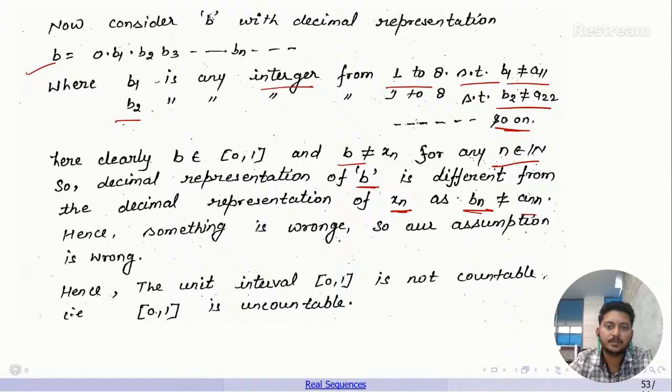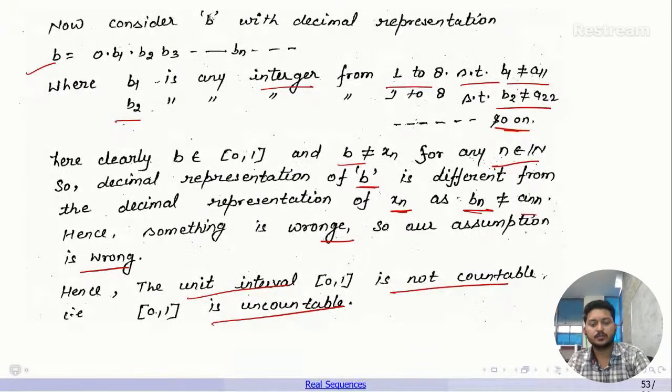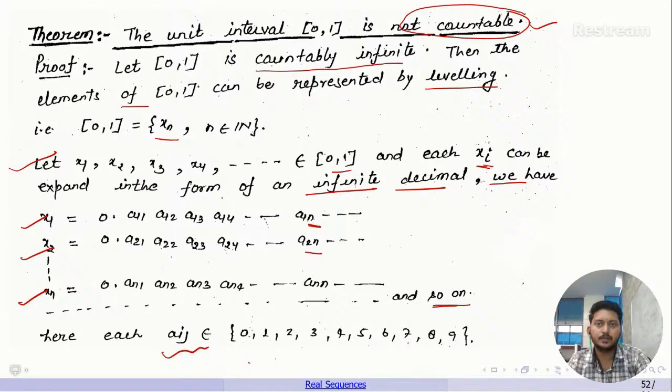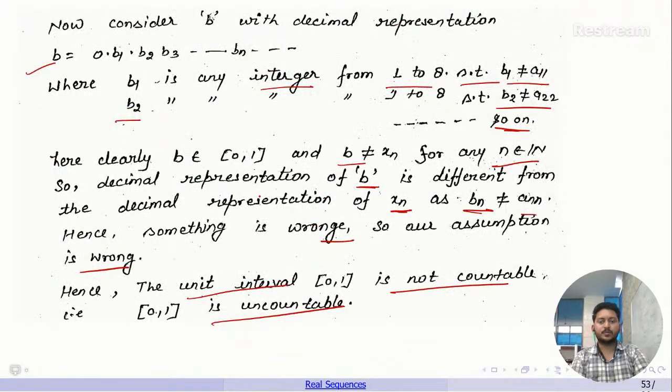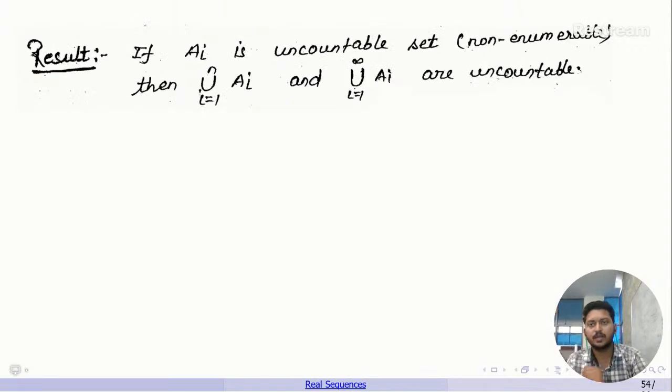Hence our assumption is wrong. So we say that the unit interval is not countable, and it is uncountable. The theorem says that the closed unit interval 0, 1 is not countable. So here we have proved that the set is uncountable. Now move on to the next part, one more result related to this.